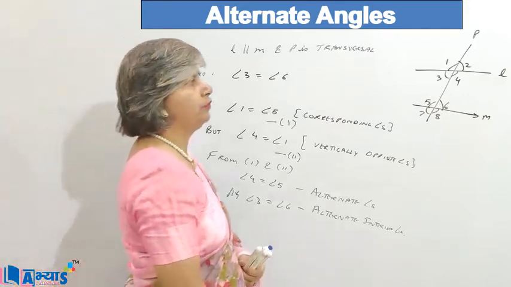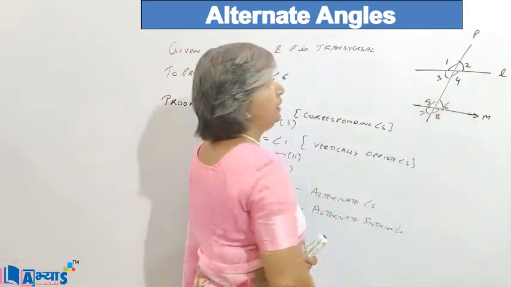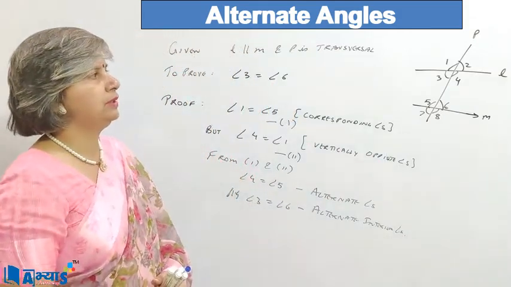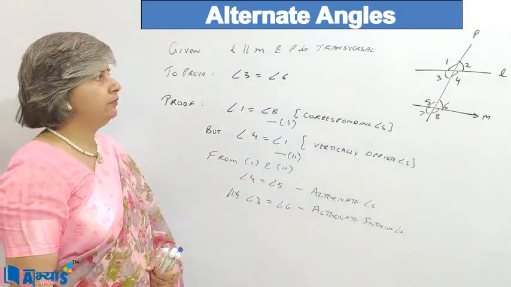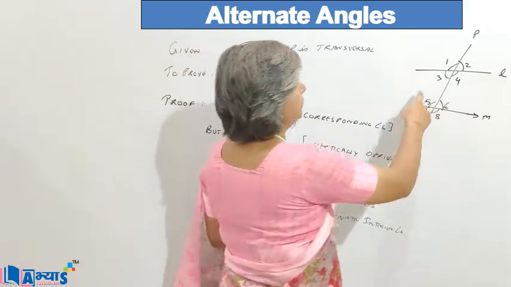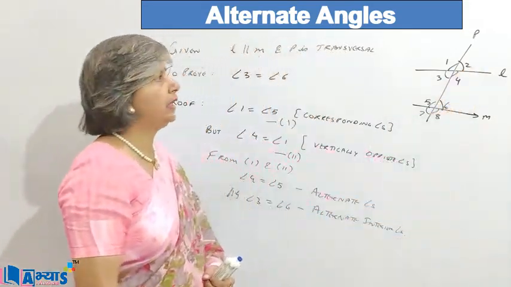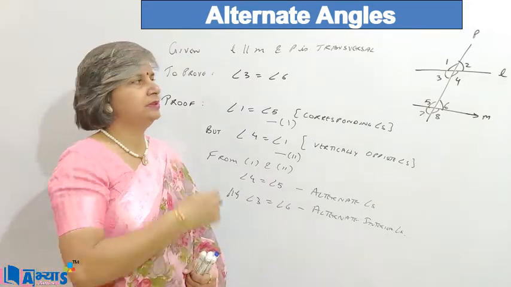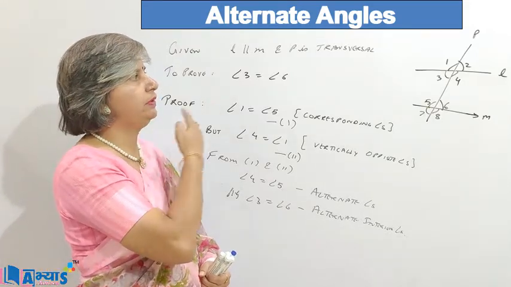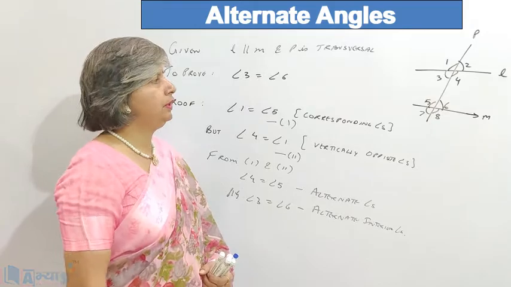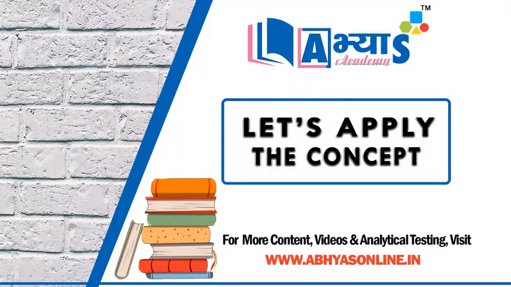As we have proved 4 is equal to 5, similarly we can prove that 3 is equal to 6. If we want to prove that angle 3 is equal to angle 6, we will use angle 2 and angle 6 as the corresponding angles. Then 2 and 3 as the vertically opposite angles, and we will reach a relation that angle 3 is equal to angle 6.